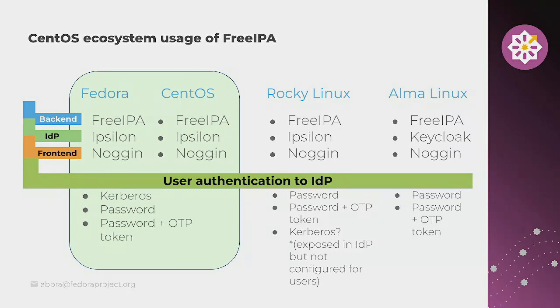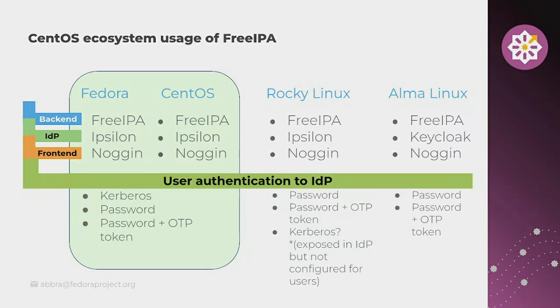Same works for Rocky Linux because that's the feature exposed by Noggin, and it's not disabled in their Noggin deployment. Therefore, I gather that they have this. But the interesting part is that their IPA implementation exposes Kerberos authentication, but it's not configured. So publicly, you cannot get a Kerberos ticket in the Rocky Linux infrastructure, even though it is fully supported in FreeIPA, because you cannot disable it.